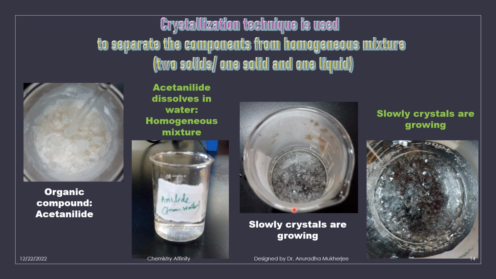If we cool it down and keep it at room temperature for a few hours, we can slowly see crystals forming. White crystals are forming. These white crystals are nothing but the acetanilide. So this is the way we can separate a homogeneous mixture using the technique called crystallization.